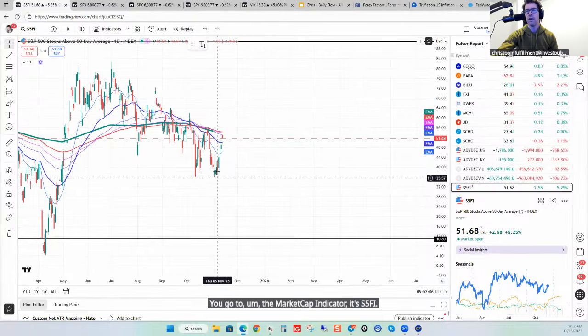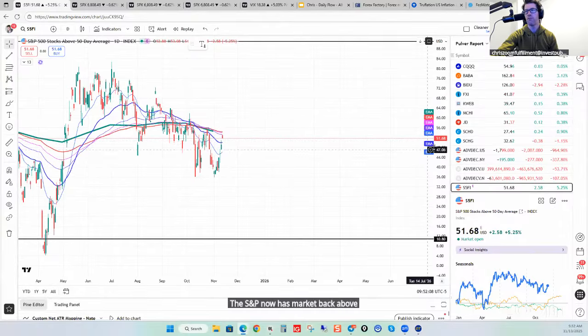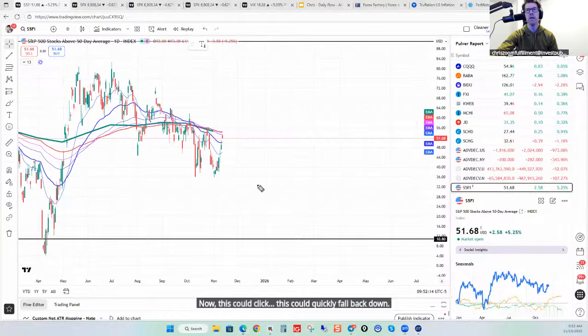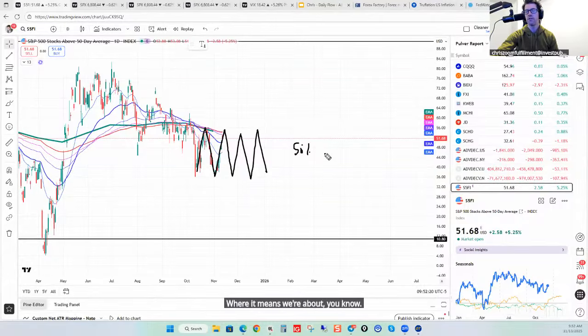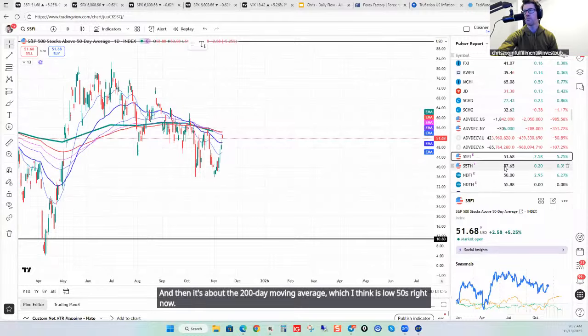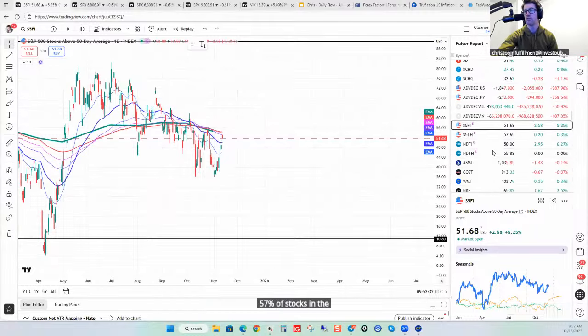The S&P now has market breadth back above about 51.6%. Now this could quickly fall back down, and maybe we have a bunch of stocks in this area where it means we're kind of 50-50. 50% of stocks at the 50-day or above, 50% below. And then it's about the 200-day moving average, which I think is low 50s right now. 57% of stocks in the S&P above the 200-day moving average.